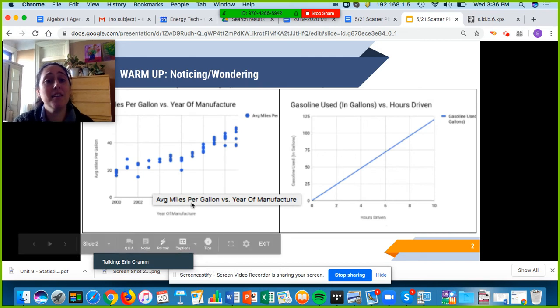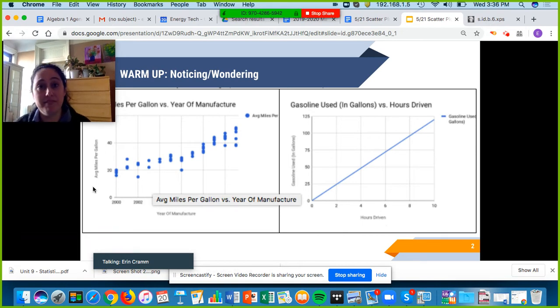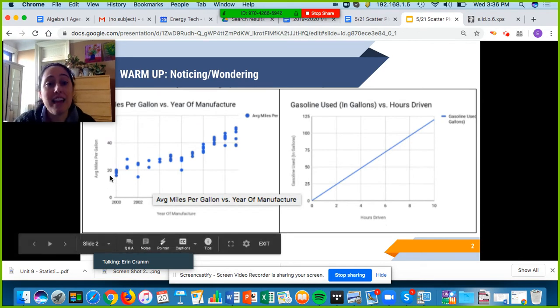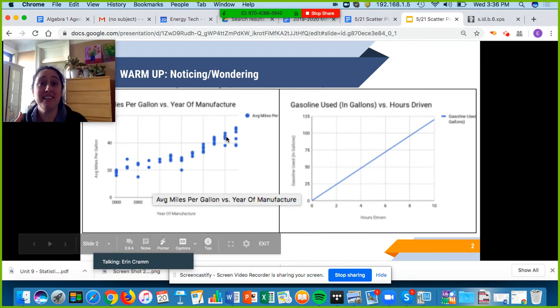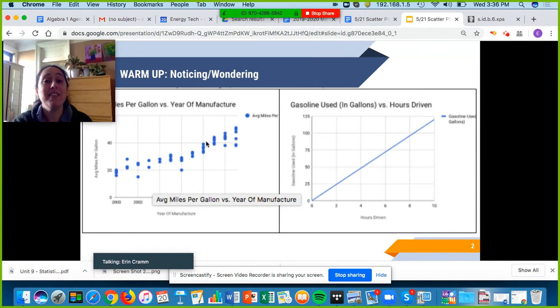Now here we have a year of manufacturing cars and the average miles per gallon that car gets. So if I make a car in 2000 versus 2015, it looks like as I get more recent makes of cars, then the likelihood of me getting a better gas mileage, pretty good.